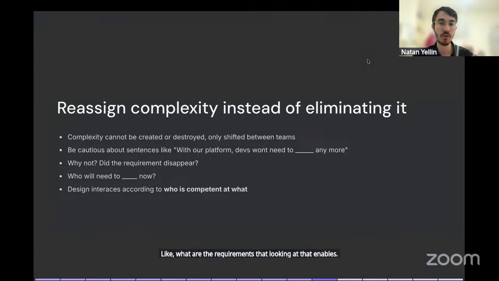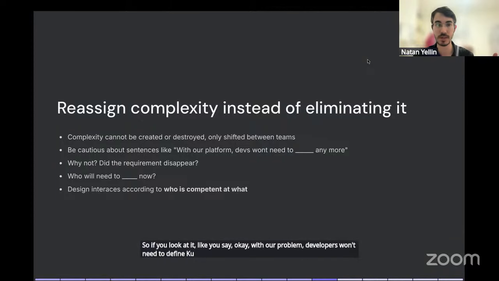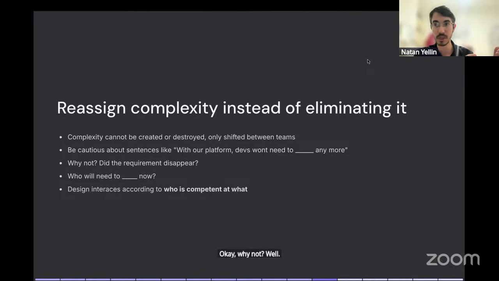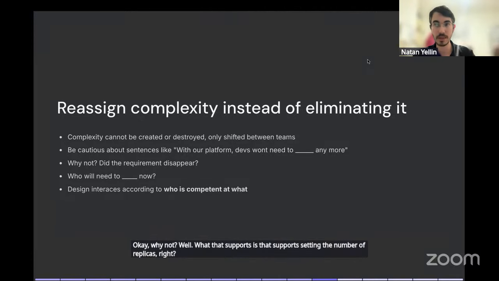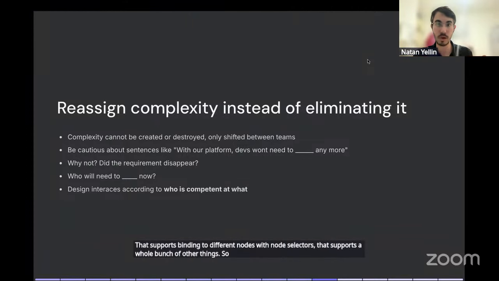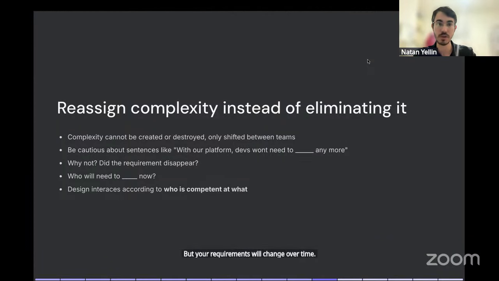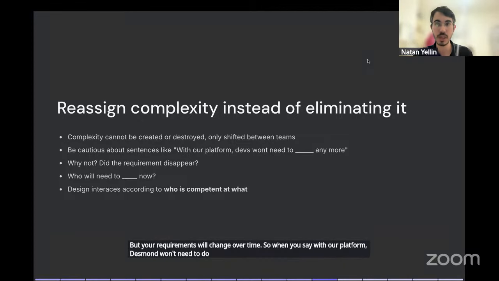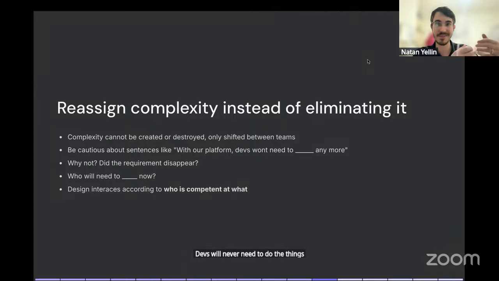So if you say, okay, with our platform, Kubernetes developers won't need to define Kubernetes deployment manifests anymore. Okay, why not? Well, that supports setting a number of replicas, right? That supports binding to different nodes with node selectors. That supports a whole bunch of other things. So, okay, some of those requirements might not be there today, but your requirements will change over time. So when you say, with our platform, devs won't need to do this anymore, what you're essentially saying is, with our platform, devs will never need to do the things that this Kubernetes deployment YAML or whatever supports.